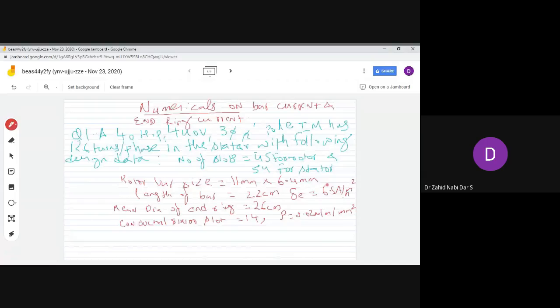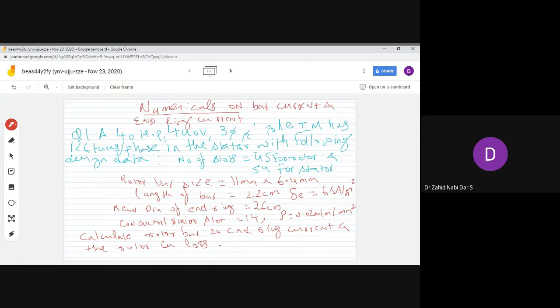So calculate rotor bar and end ring currents and the rotor copper loss. So we have to calculate rotor bar and end ring current, and also the rotor copper loss. So first we have to go about the end ring current.